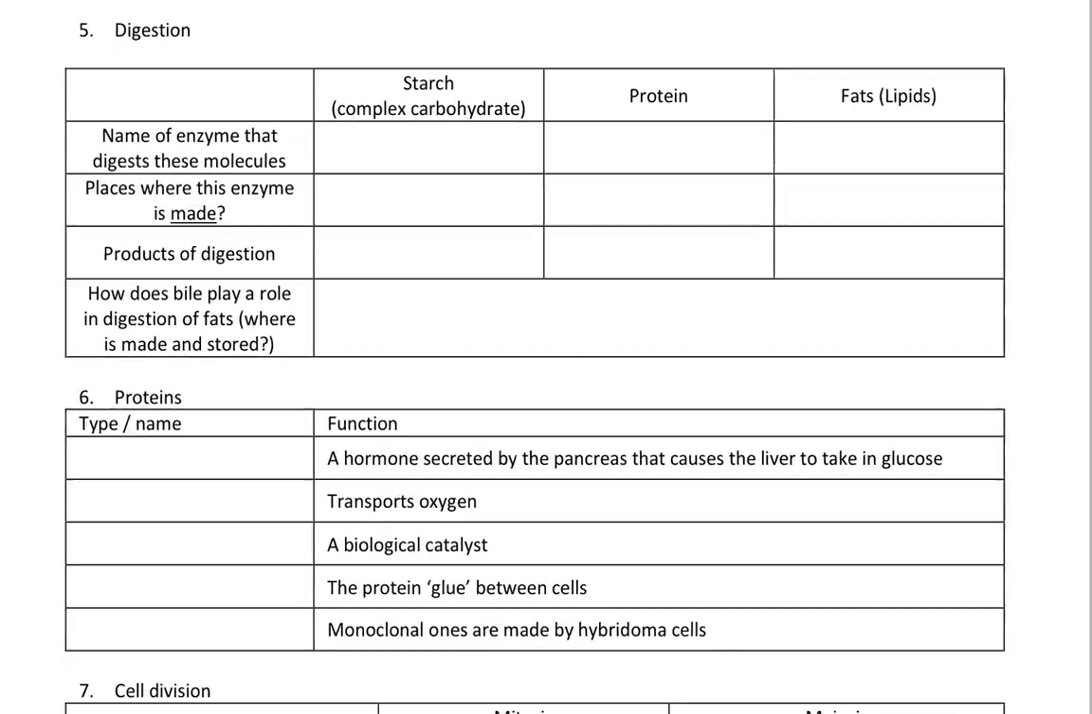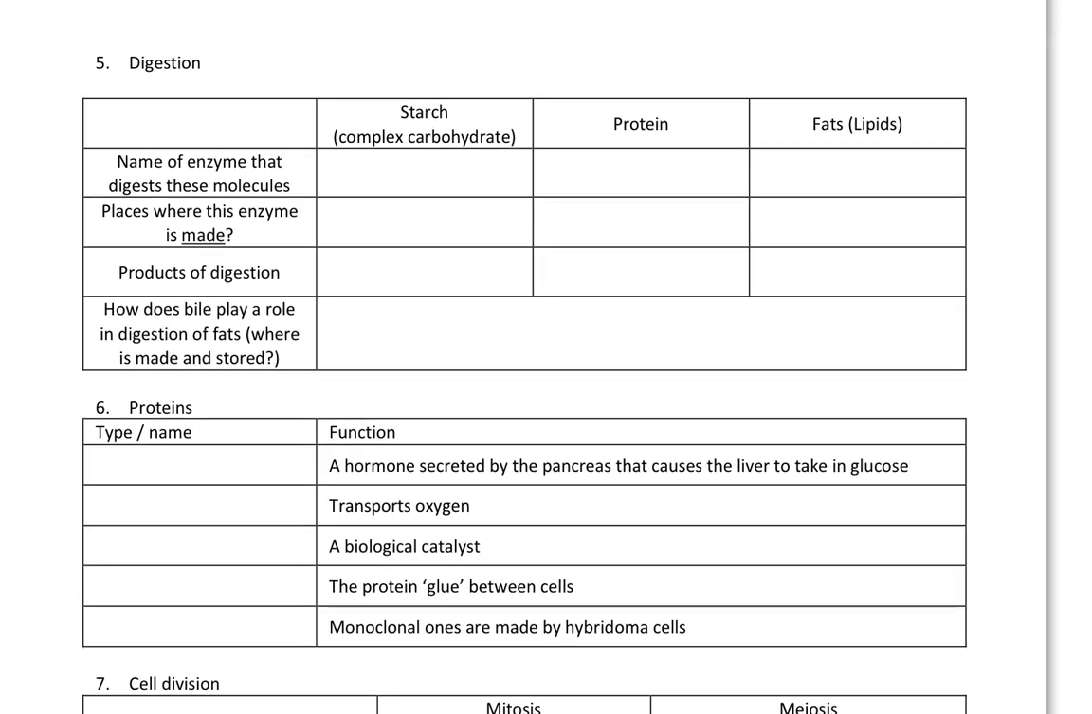Let's do digestion. So I've got starch, proteins, and fats. Name of the enzyme that does the digesting. So we've got amylase for starch, proteins is protease, and fats or lipids are called lipase. The correct name of starch is amylose, hence amylase.